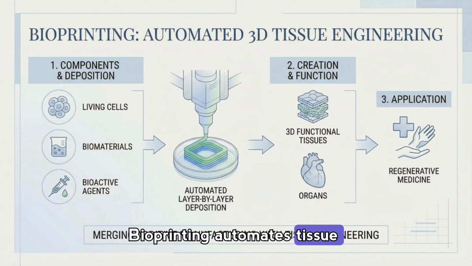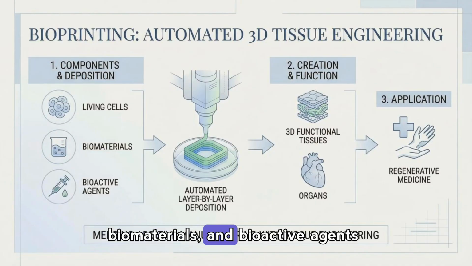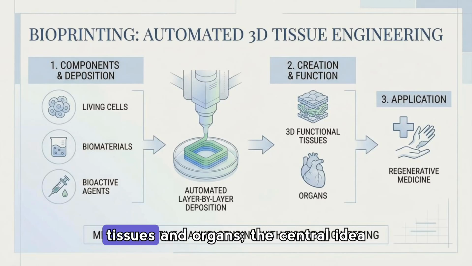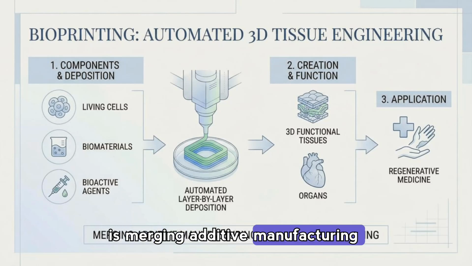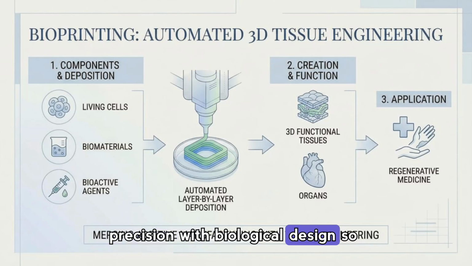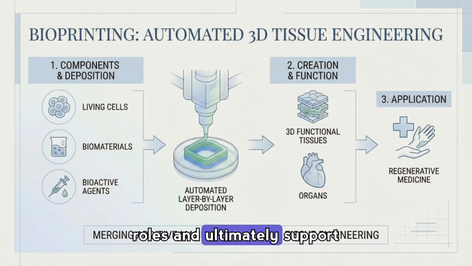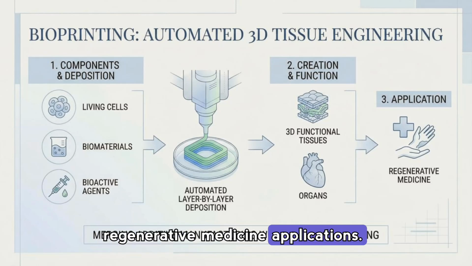Bioprinting automates tissue creation by depositing living cells, biomaterials, and bioactive agents layer by layer to build functional 3D tissues and organs. The central idea is merging additive manufacturing precision with biological design, so constructs can perform physiological roles and ultimately support regenerative medicine applications.